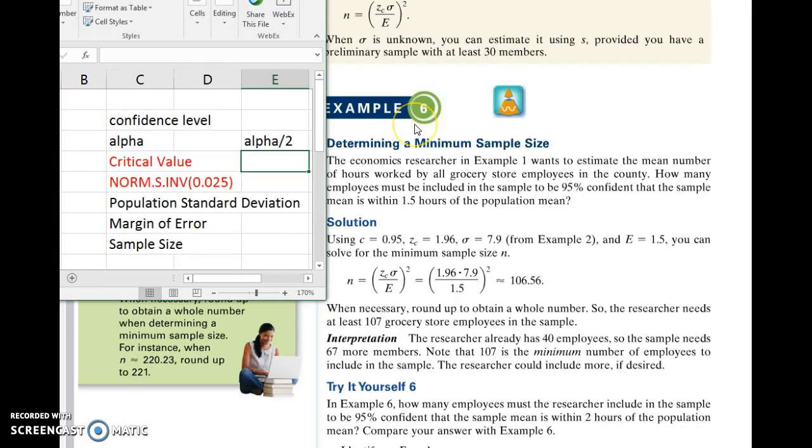So to go through example 6, it's on page 304. The economics researcher in example 1 wants to estimate the mean number of hours worked by all grocery store employees in the county. How many employees must be included in the sample to be 95% confident that the sample mean is within 1.5 hours of the population mean? So there's two things we're deciding, and based on those decisions, it's going to determine how big our sample size has to be. We're deciding we want 95% confidence, and we're deciding we want our margin of error to be 1.5 hours.